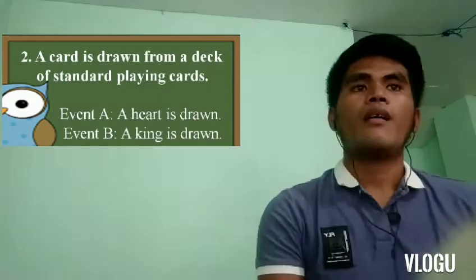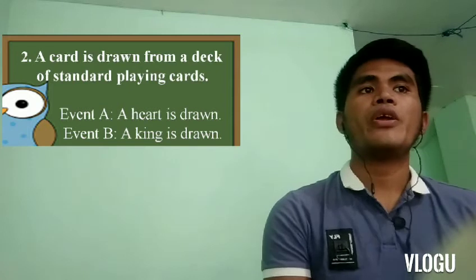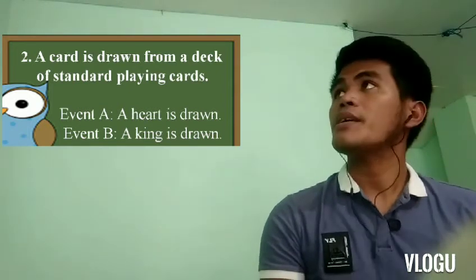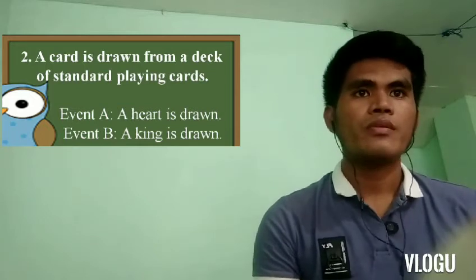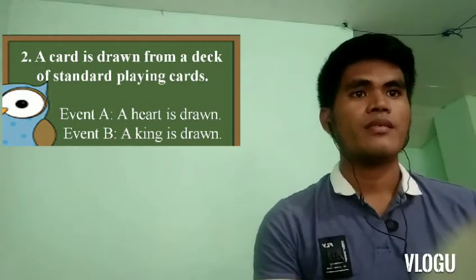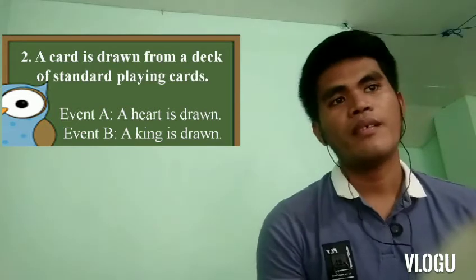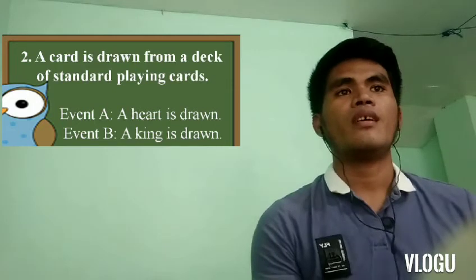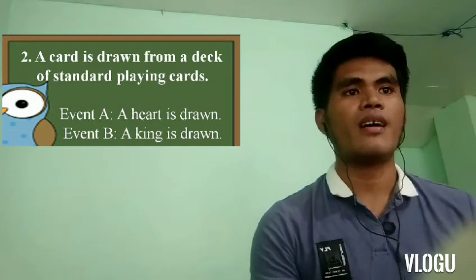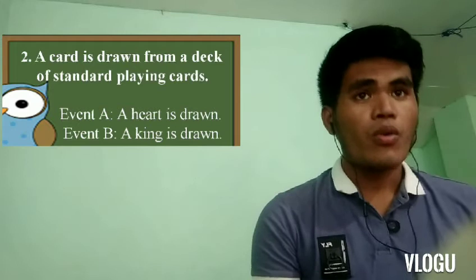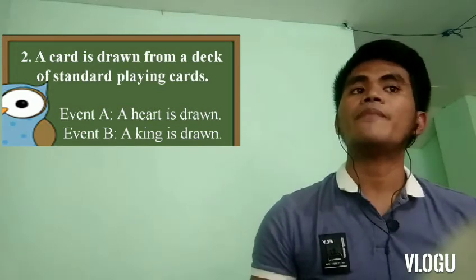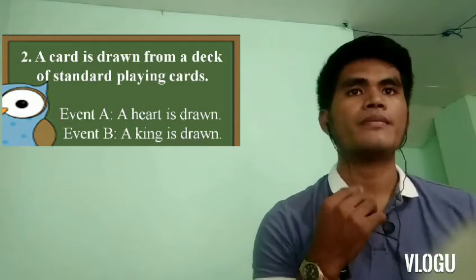this is not a mutually exclusive event because it can occur at the same time. Another example: a card is drawn from a deck of standard playing cards. Event A, a heart is drawn. Event B, a king is drawn. Is it possible that we draw a heart and a king at the same time? Yes, of course, because the standard deck of playing cards has a king of hearts. So the two events can both happen at the same time, so they are not mutually exclusive events.